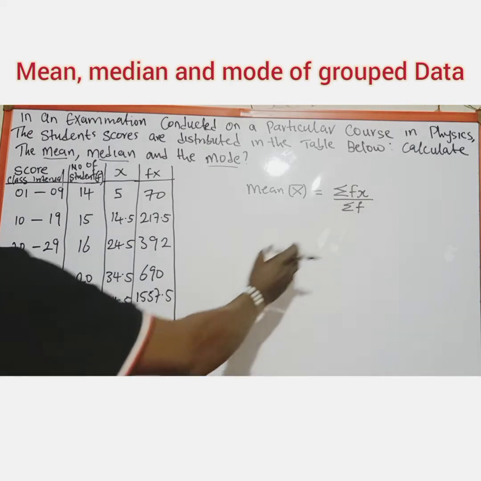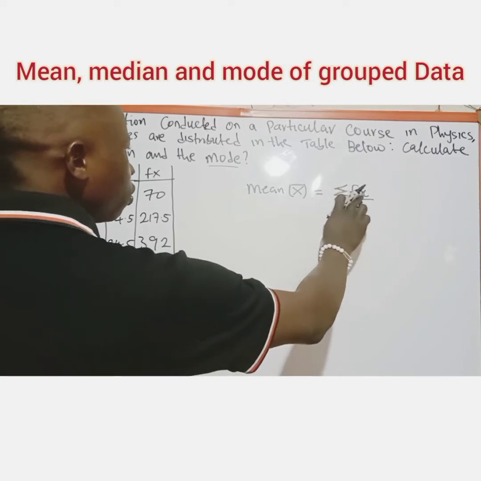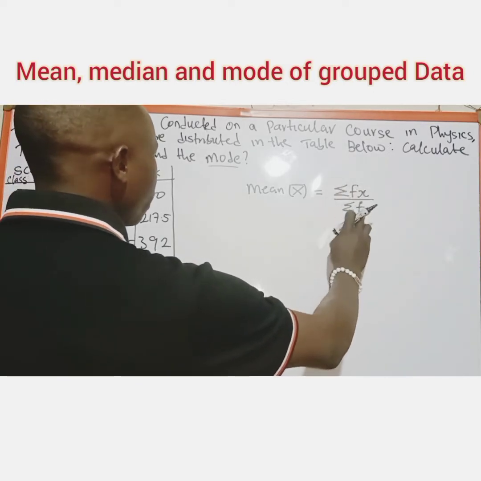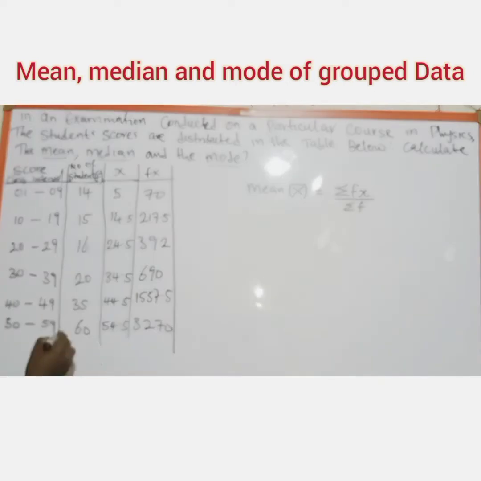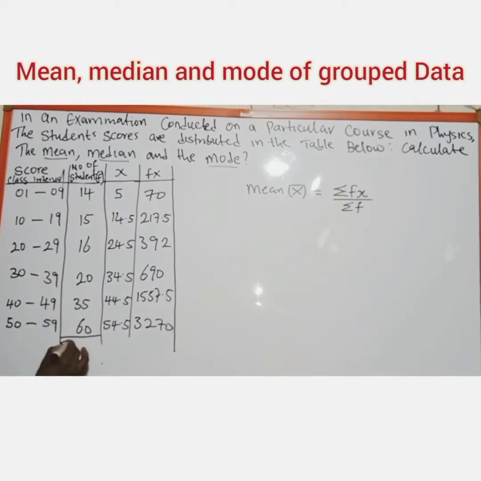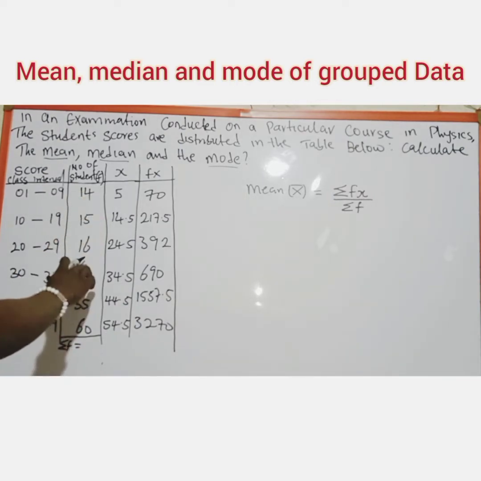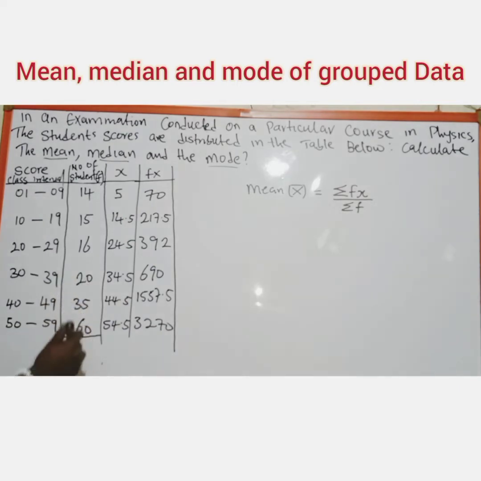Before we substitute into this formula to get our mean, remember the formula is summation of f times x all over summation of f. So we are going to sum our frequency. The summation of f is going to give me 14 plus 15 plus 16 plus 20 plus 35 plus 60. It will give me 160. So we have got our summation of f.